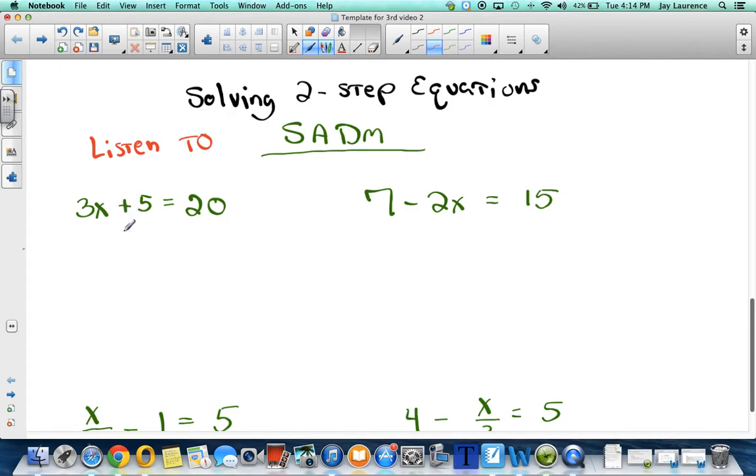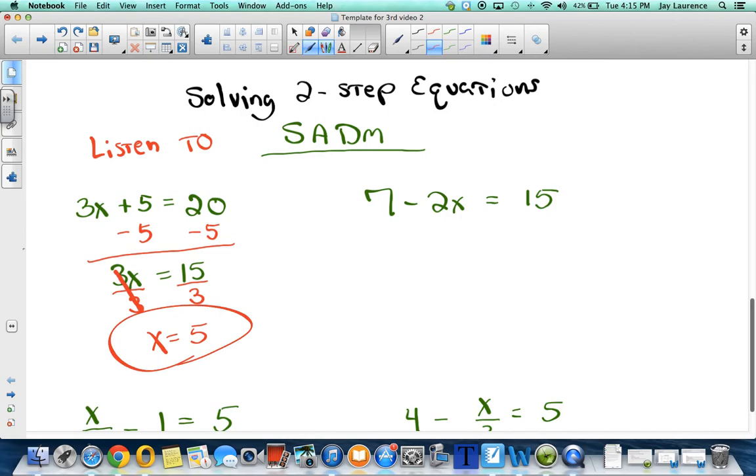How do I undo addition? I use the inverse operation. I subtract, but I must do it to both sides. And so I will get 3x equals 15, and then I've got to undo this multiplication. Well, I undo multiplication by dividing. And so I get x equals 5. And there you go. Now I'm going to check my answer.